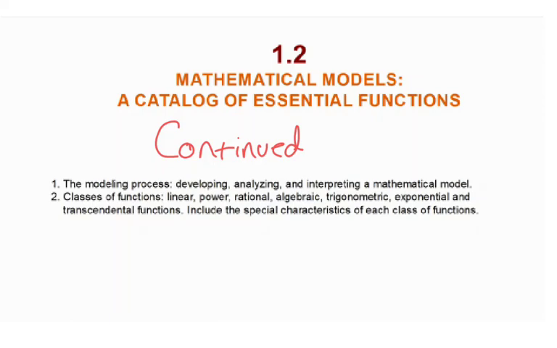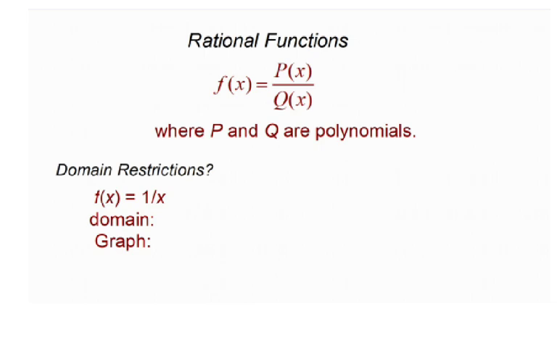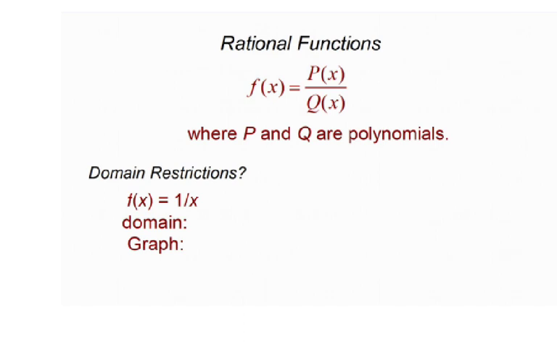We're going to continue Lesson 1.2, Mathematical Models and Catalog of Essential Functions. We have already looked at linear functions, polynomial functions, and power functions, and so now we're on to rational functions. A rational function is when you have a polynomial in the numerator and a polynomial in the denominator.